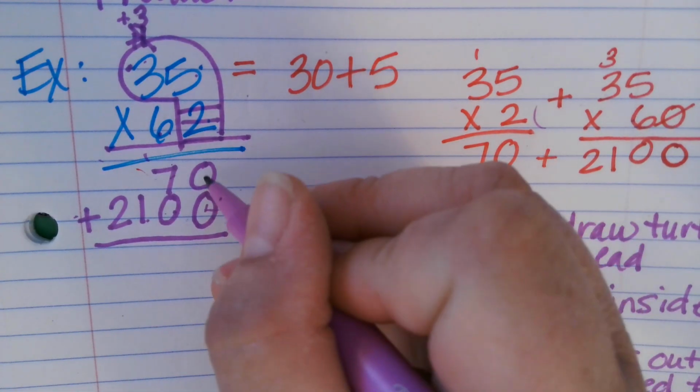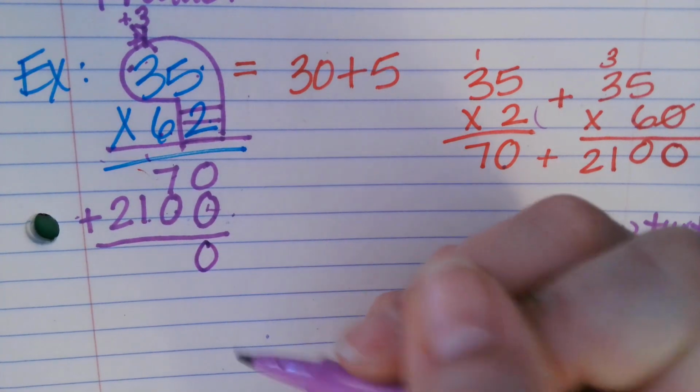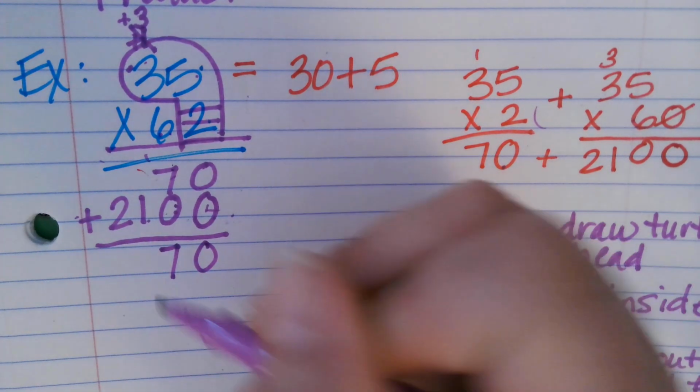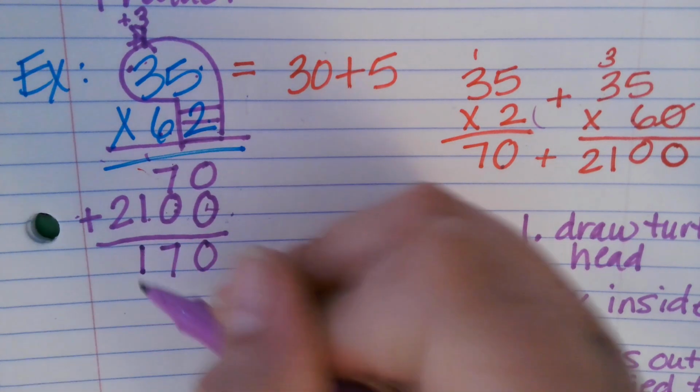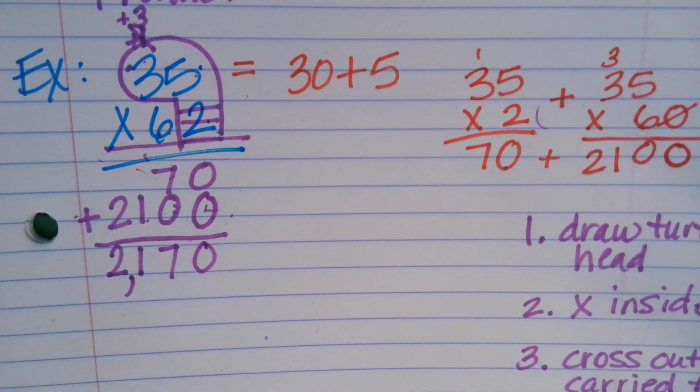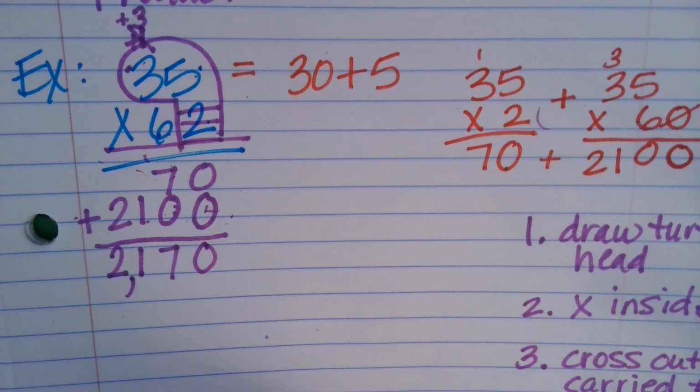So we're just going to go down. 0 plus 0 is 0. 7 plus 0 is 7. 0 and 1 is 1 and 2. And my answer is 2,170.